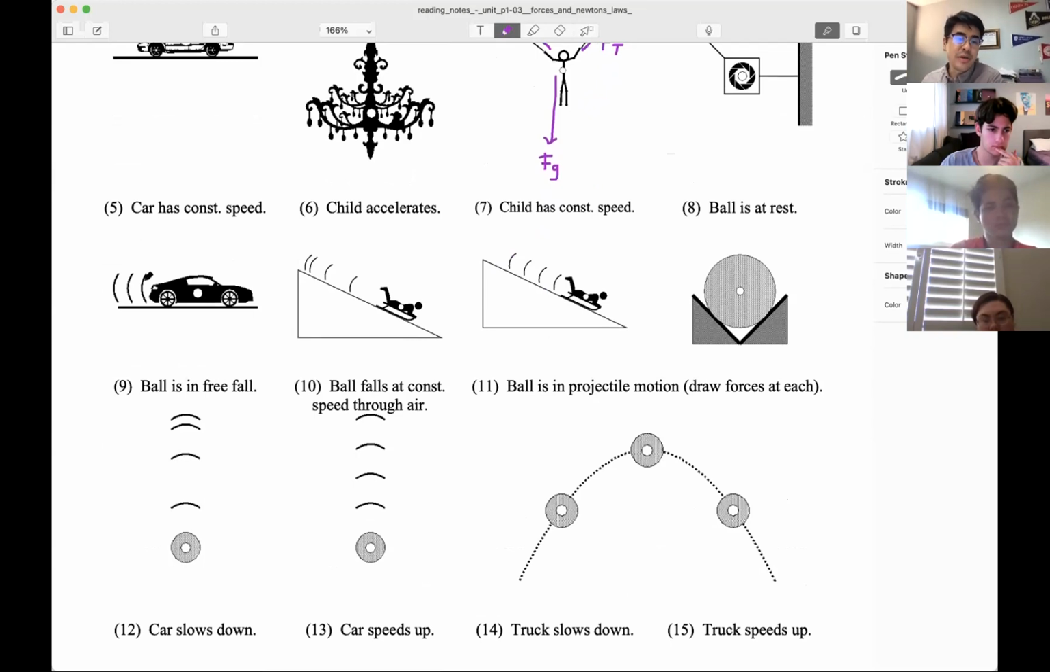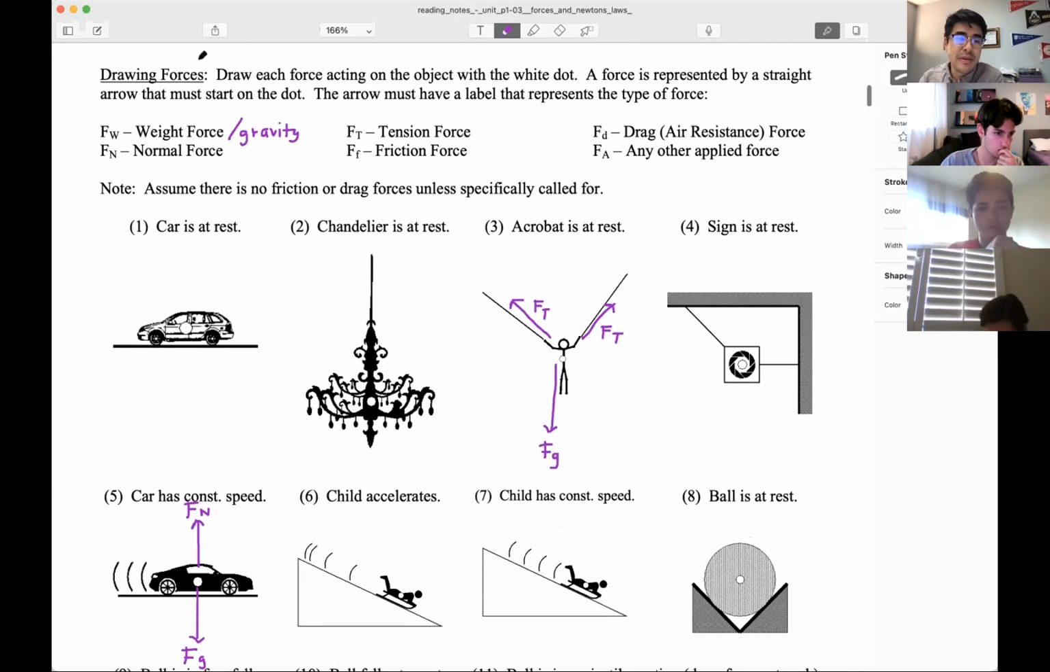What about number 5? Where should we draw arrows here? Probably in all 4 directions. They should be equal for the vertical arrows, but also for the horizontal because the car is at constant speed. FG is downward and FN is upward, and these should be equal. So what are you saying we should draw to the left and to the right? Equal forces. Well, what are those forces? We have these forces up here.